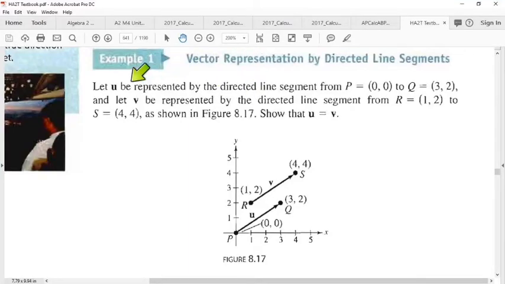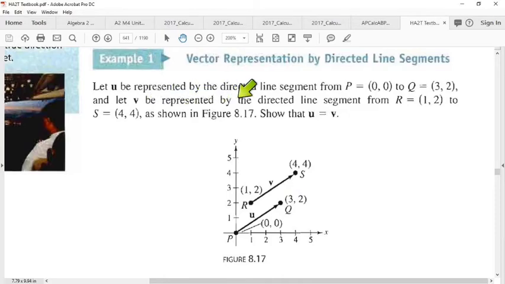Vectors. Let U be represented by the directed line segment from P to Q. That's important. Every vector has an initial point and an ending point. So this one is U. Let's see what that looks like. Here is (0, 0), that's P. Here is (3, 2), that's Q.